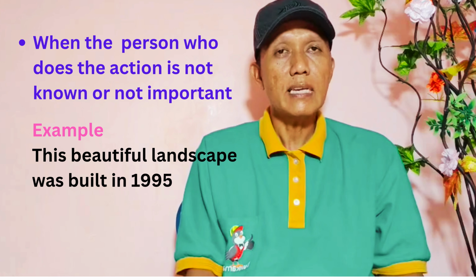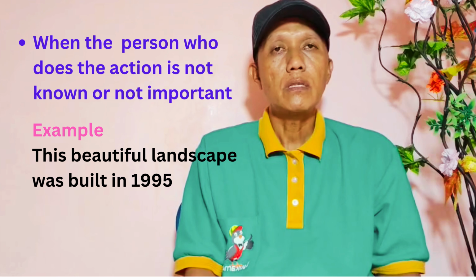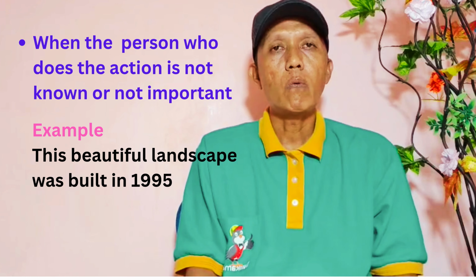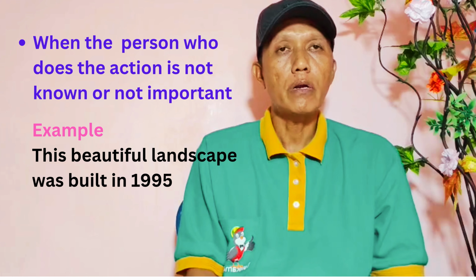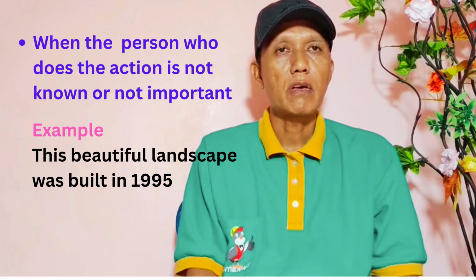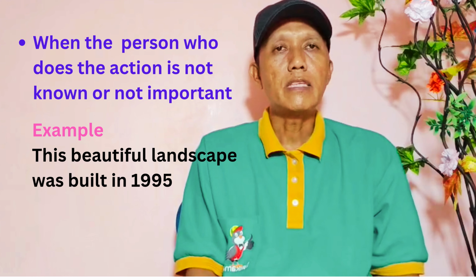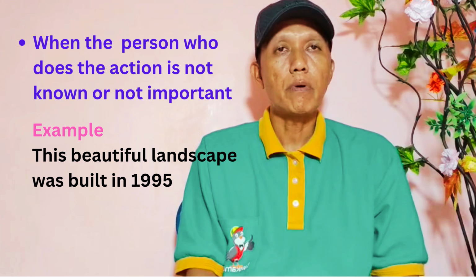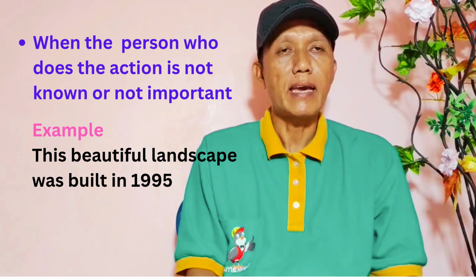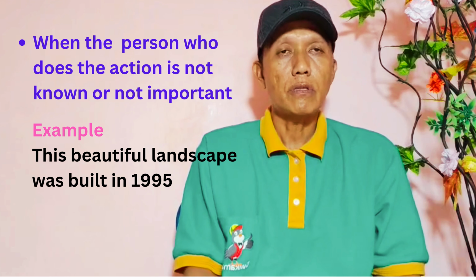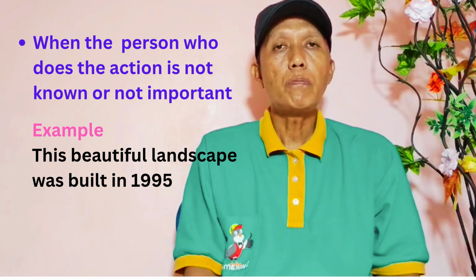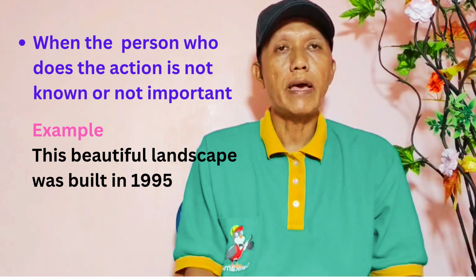The next reason we use the passive voice is when the person who does the action is not known or not important. For example, this beautiful landscape was painted in 1995. We do not know who painted this beautiful landscape in 1995.